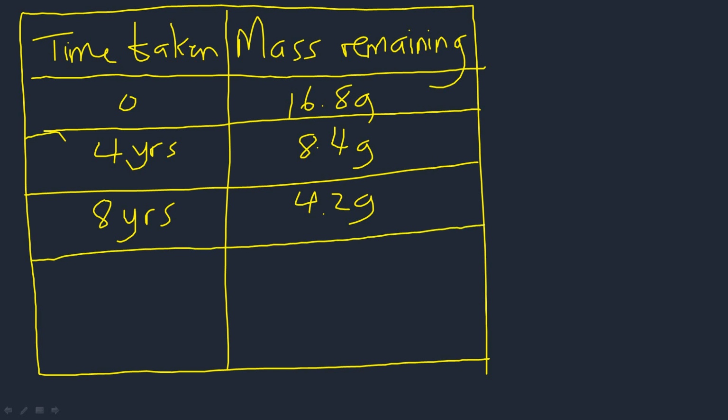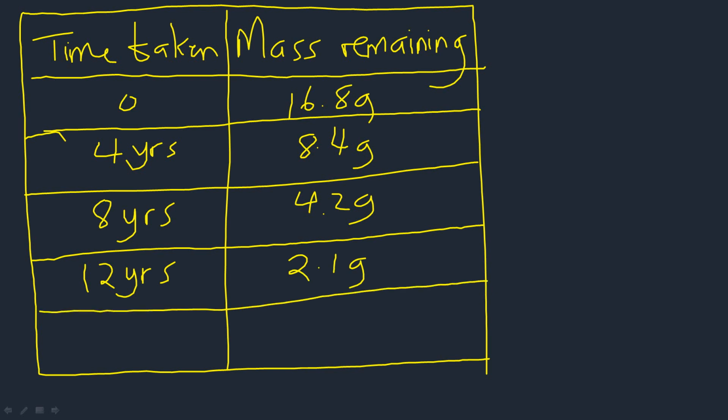Let's continue. So we add another half-life. If you add the 4 to this 8, you get 12 after 12 years. Still we divide 4.2 by 2, you get 2.1 grams. We add more. If you add 12 plus 4, you get 16 years.